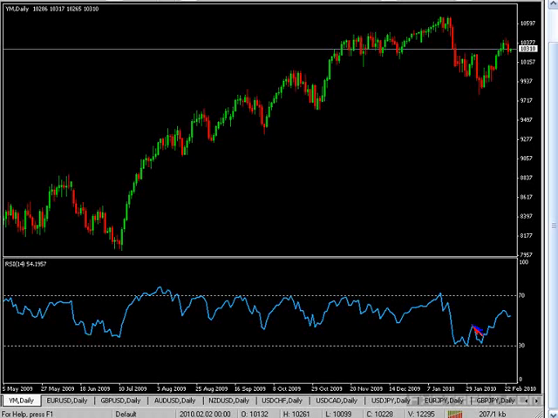Now, there's a couple different ways we can use the RSI. We can use it to look for reversals, and we can also use it to find breakouts and breakdowns. I'm going to show you both methods.